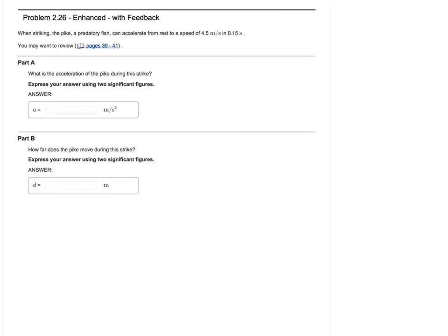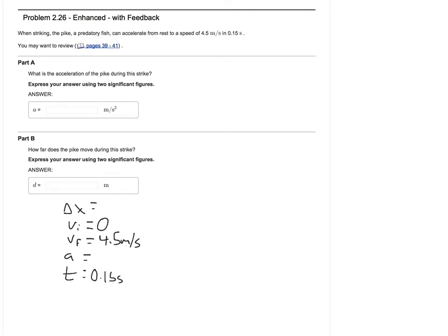Moving on to our next problem here, we're once again going to set up our chart and think about what things we know. So we're accelerating from rest, which means our initial velocity is 0, to a speed of 4.5 meters per second in a time of 0.15 seconds. And the first thing we're asked to calculate is the acceleration.